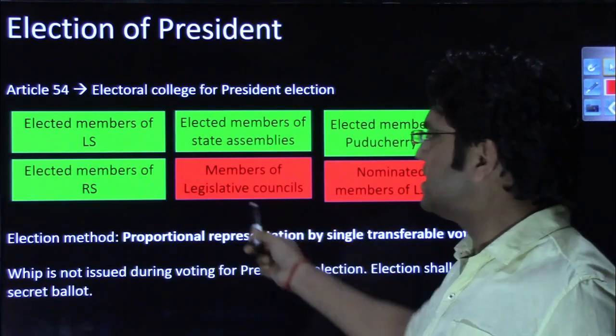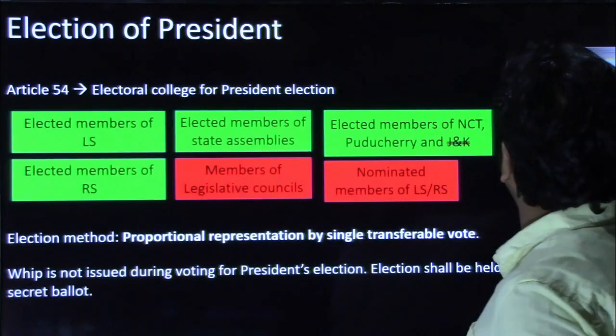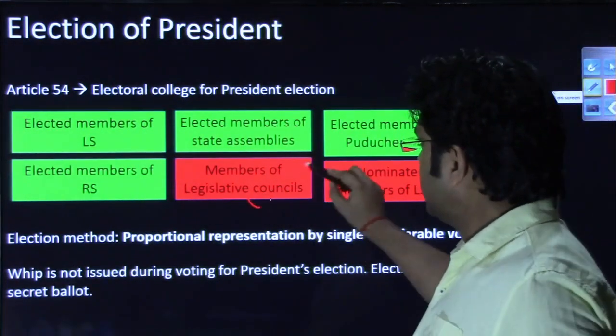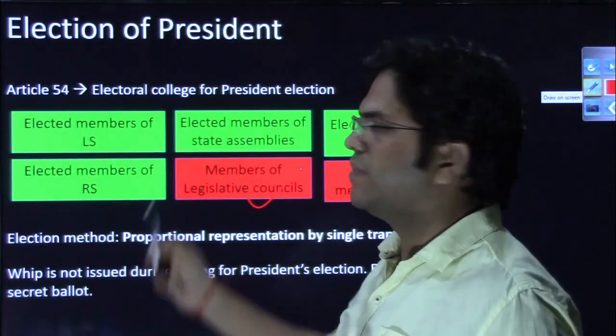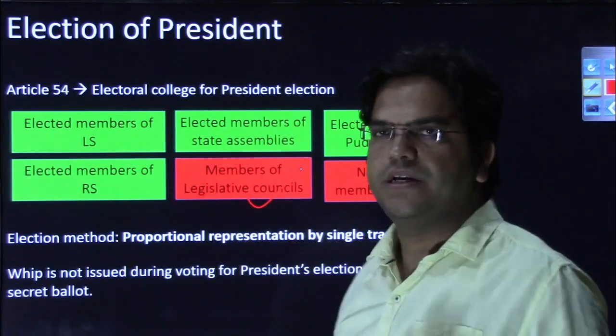So members of the Legislative Council of the states will not vote. The logic behind it is that in the election of the president, you have to maintain uniformity in his election. And how uniformity?